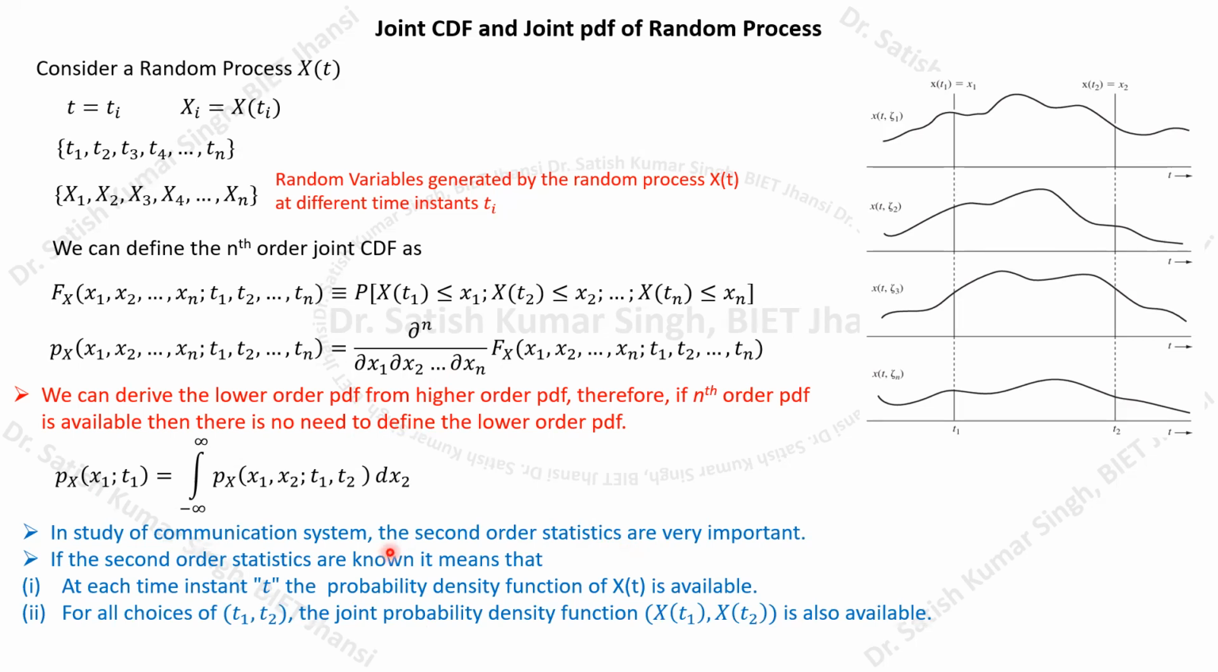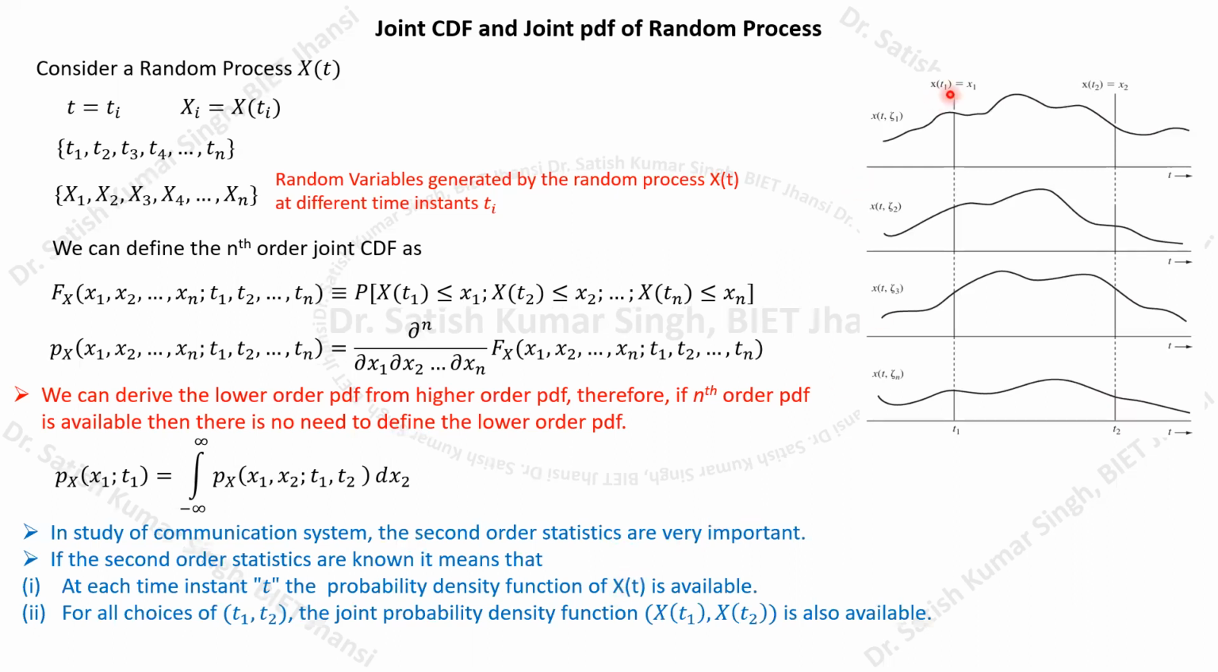Normally, if we have the second order statistics, it means that at each time instant t, the probability density function of xt is available. So if this particular function is defined over a certain interval of time, then within that particular range, we actually have the probability density function of xt.